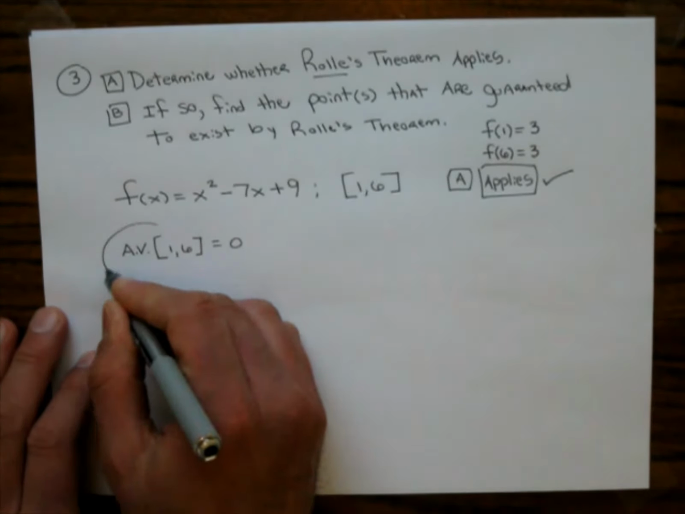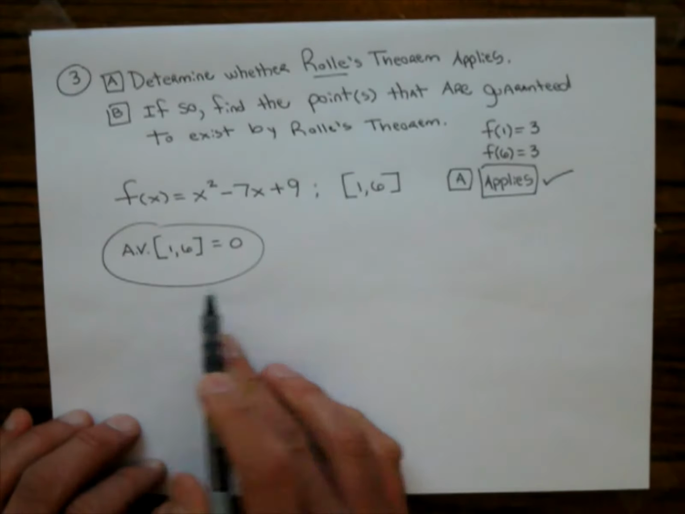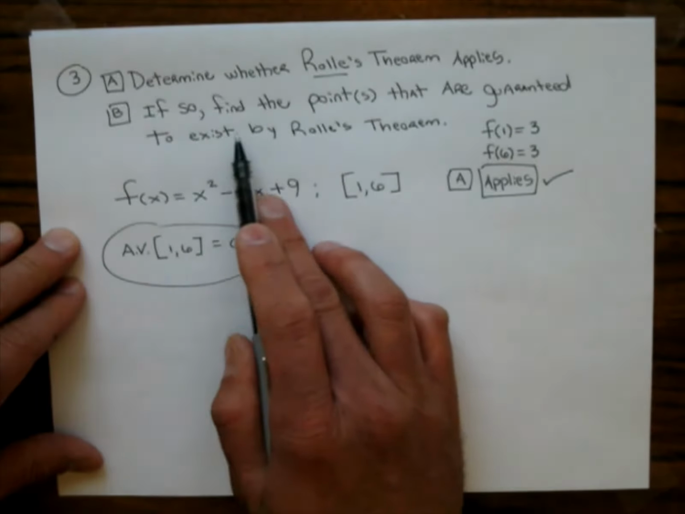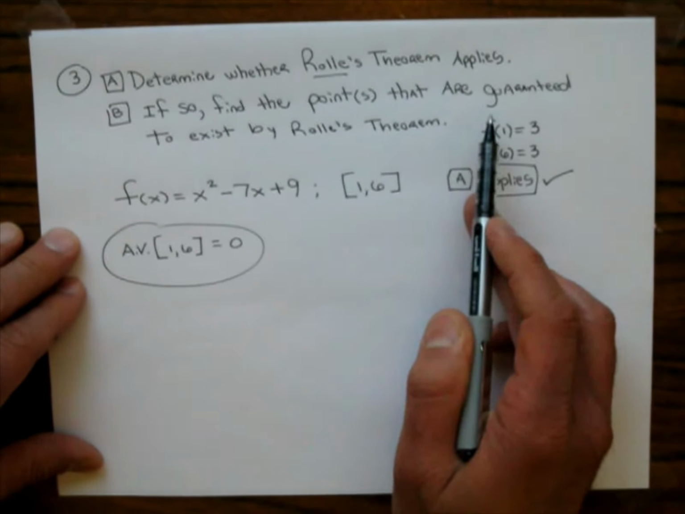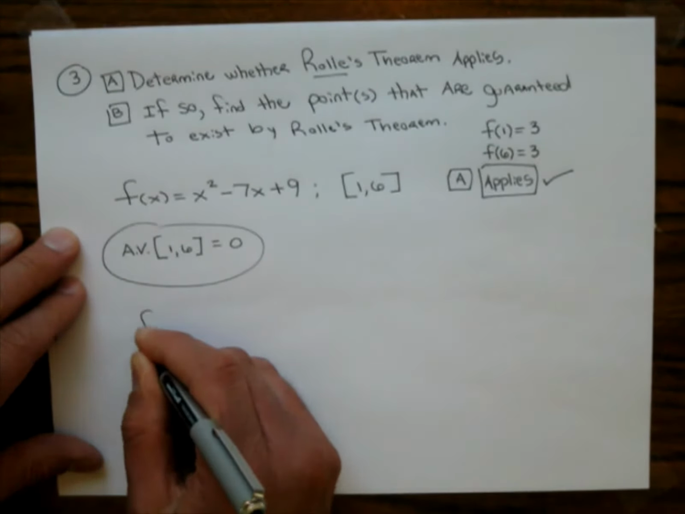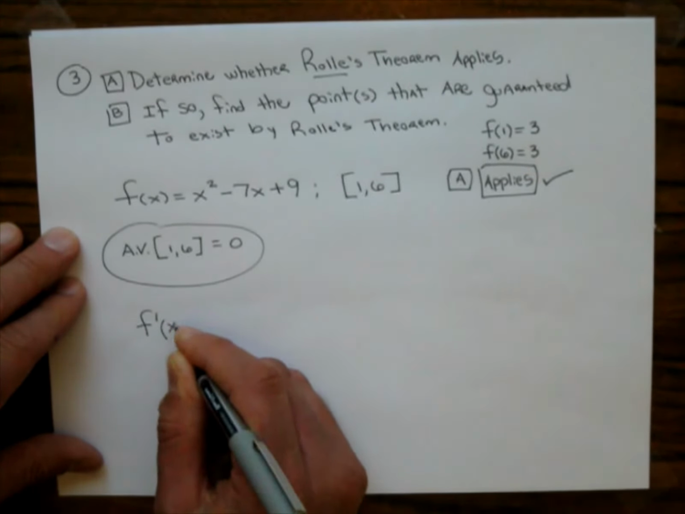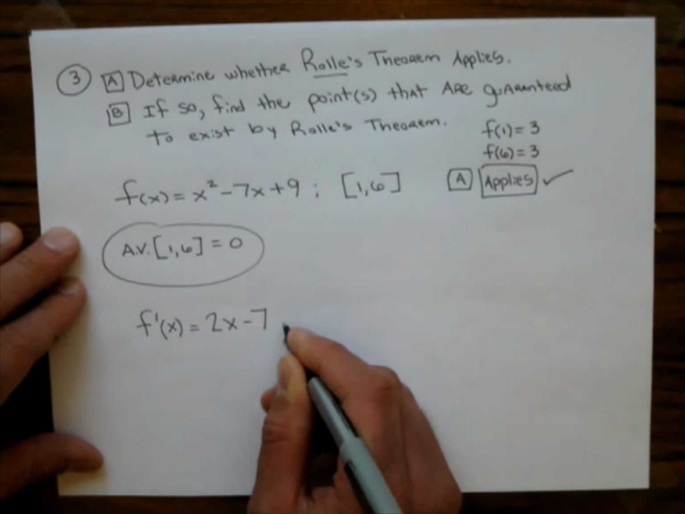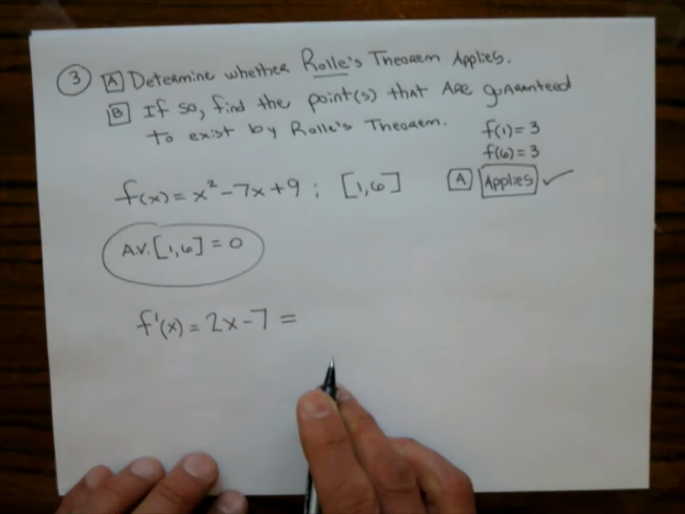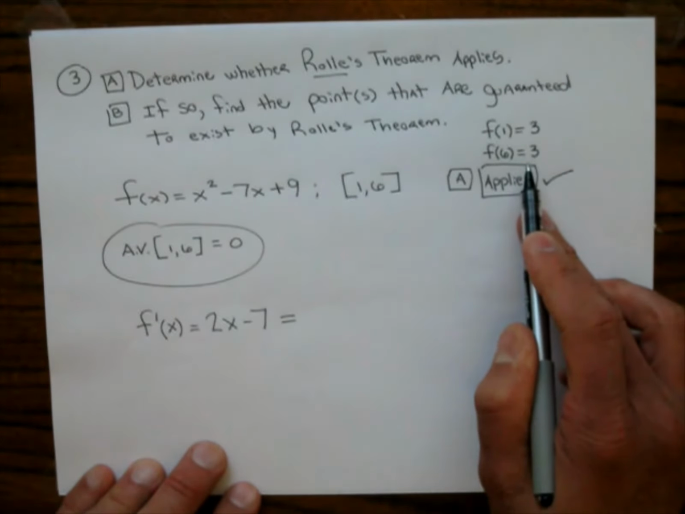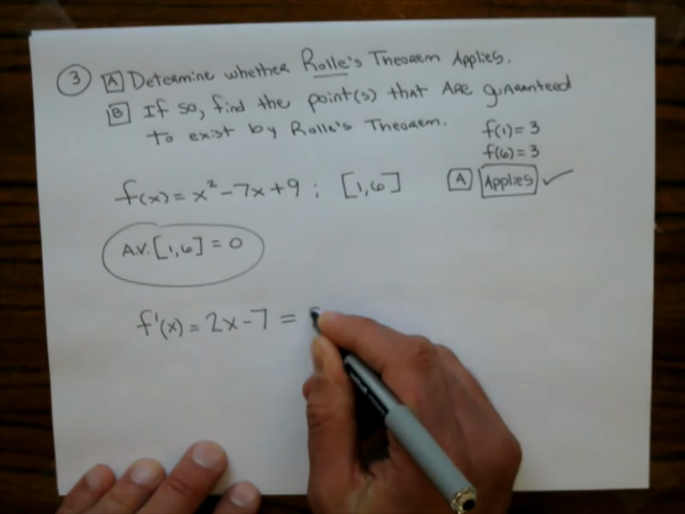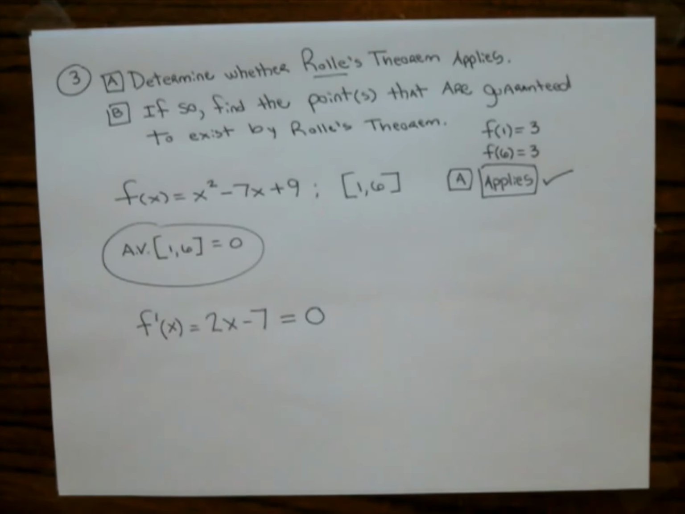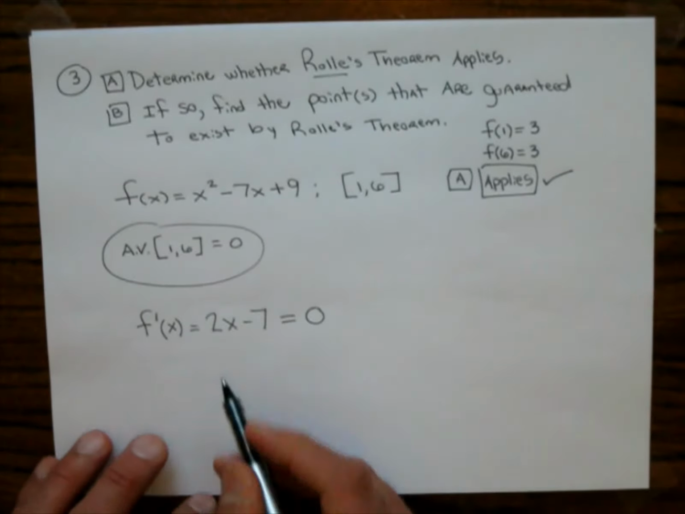Now, of course, this wasn't phrased as a position function, but I'm just saying that's what the average velocity is. So what we want to do in part B, find the point or points that are guaranteed to exist, is take the derivative of this function, 2x minus 7. And we want to set the derivative equal to the average velocity, which with Rolle's theorem will always be 0. So let's go ahead and solve the equation that I have written there. This equation right here.